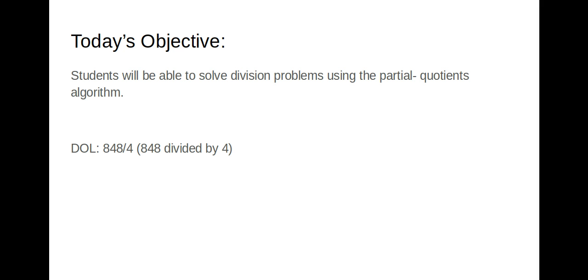Today's math objective: students will be able to solve division problems using the partial quotients algorithm. And your DOL is the first problem on your worksheet, page 27. And it is 848 divided by 4. And I know we learned this a couple of months ago, so on our next slide, I'll be doing a teacher model. That way you're reminded of the steps you need to take in order to solve a partial quotients division problem.